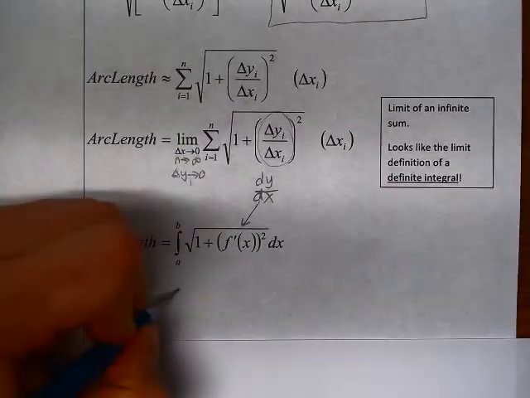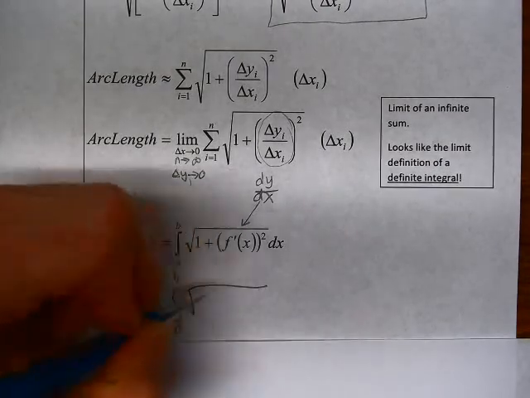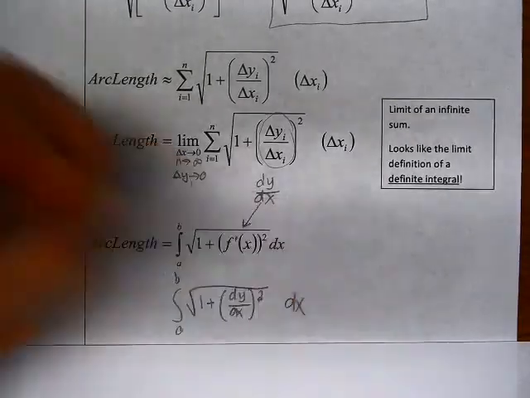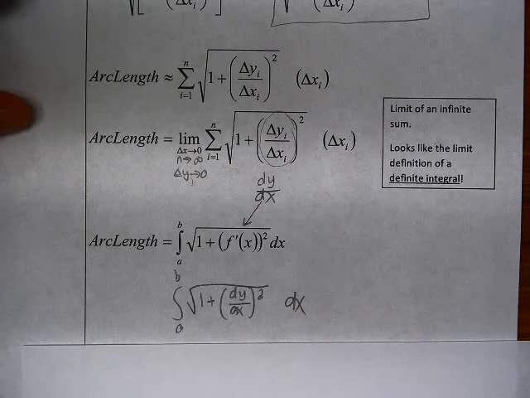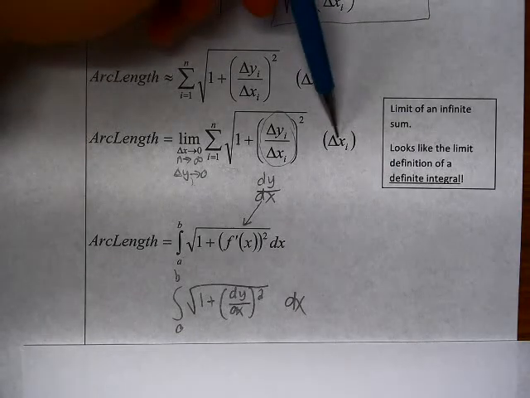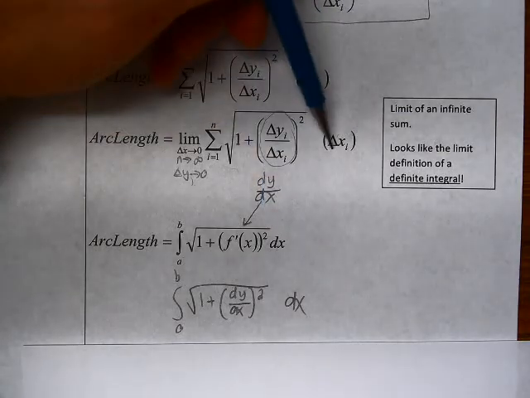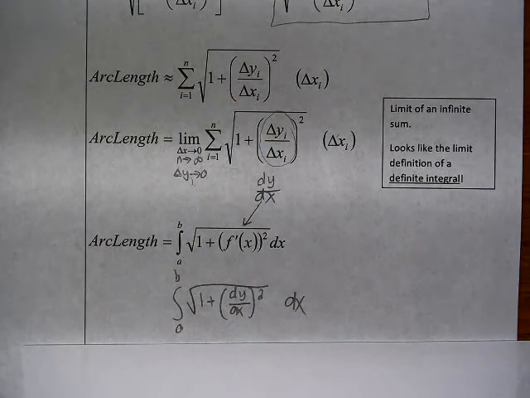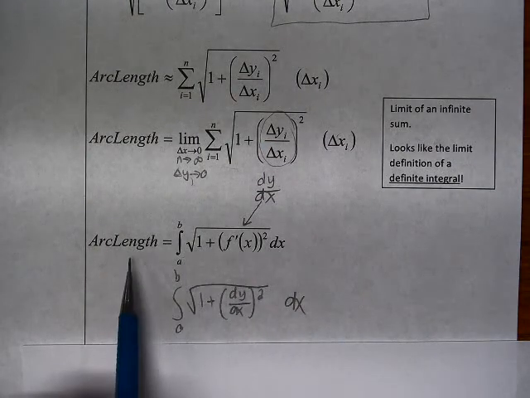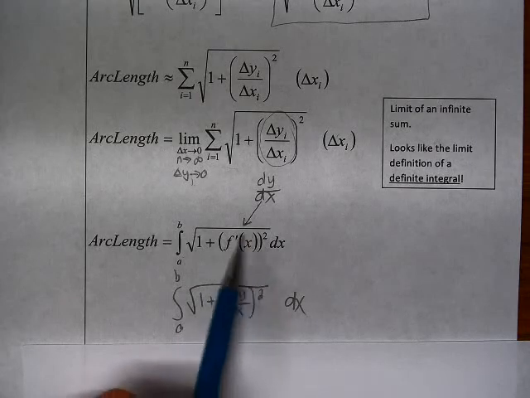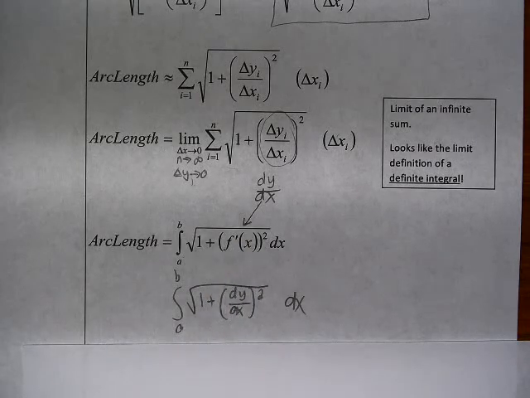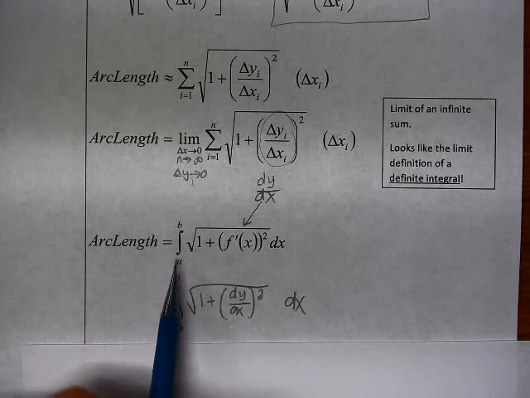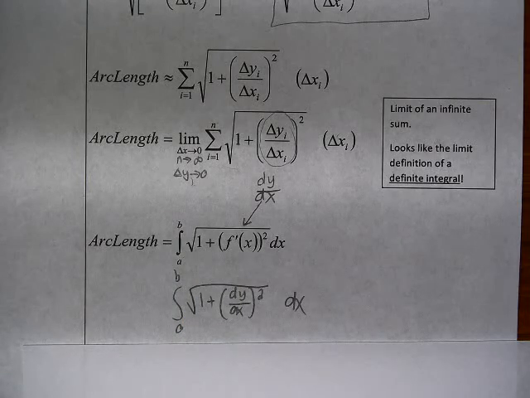So we could just as easily write this as the integral of the square root of 1 plus dy dx squared dx. And of course, this delta x sub i, as each one of those gets closer and closer to 0, when it becomes part of that definite integral, it turns into a dx. So all we really need to do to find the arc length is find the derivative of the function itself, whose length we're trying to find, and then apply this definite integral to the square root of 1 plus that derivative squared.